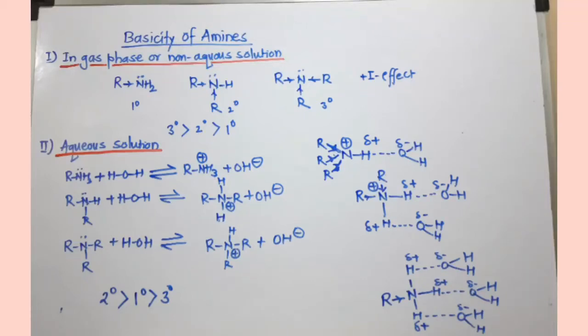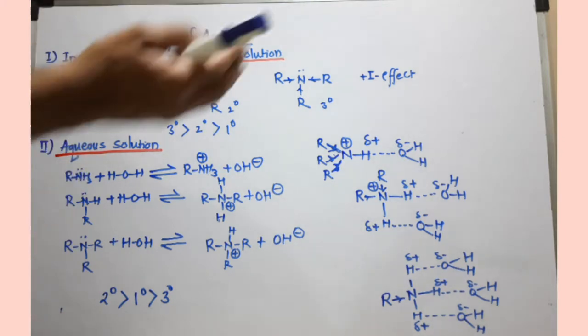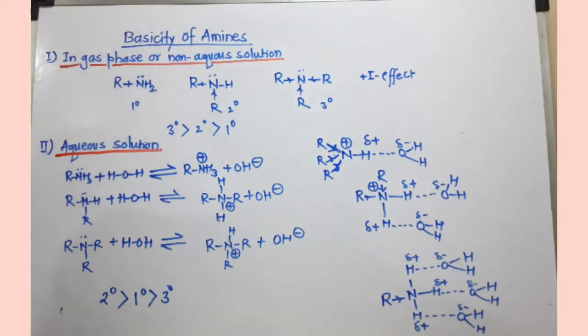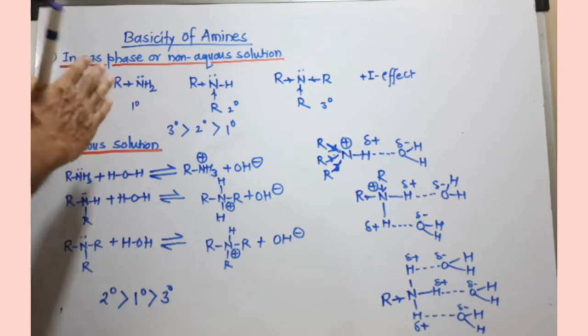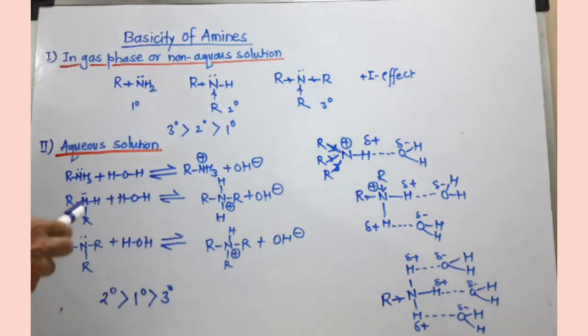Basicity of amines. First of all, we'll see the basicity of aliphatic amines and then we'll discuss basicity of aromatic amines. So here, aliphatic amines are actually three types. If you classify amines, they are classified into three classes.